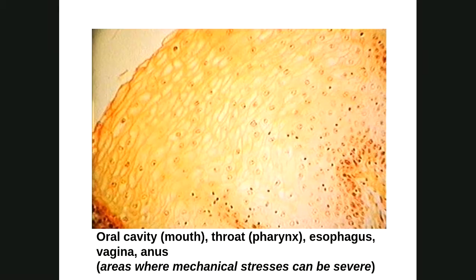All right, so you're going to again see this in moist areas. So your oral cavity or the mouth, the pharynx, throat, part of the esophagus there, the anus and the vagina, okay? You're going to see it in areas where mechanical stress can be pretty severe. And what I mean, your mouth takes a beating. I mean, when you eat Jell-O, not so much, but when you're eating crackers and popcorn, you're tearing all these outer layers here, you're sloughing it off, and you're beating it up.